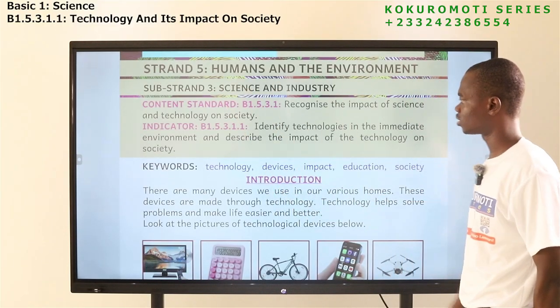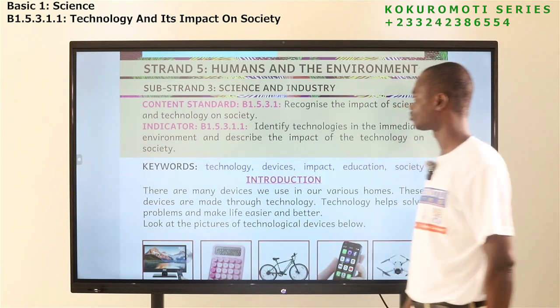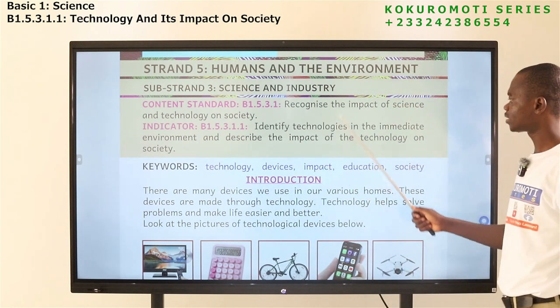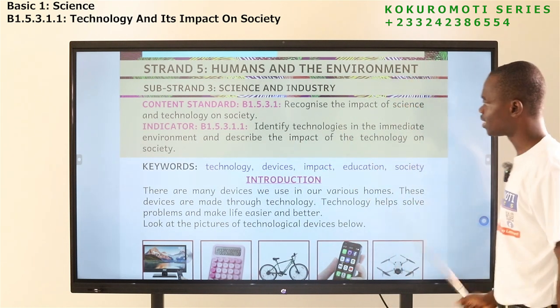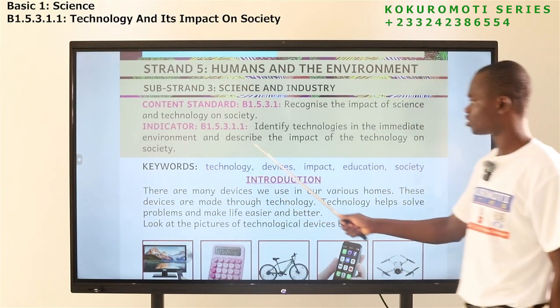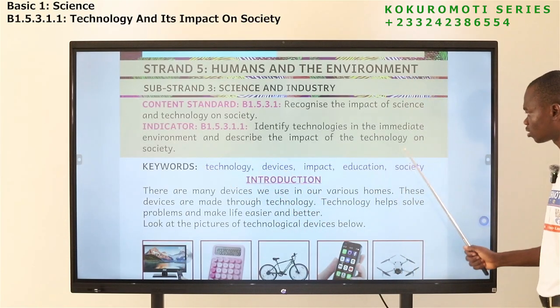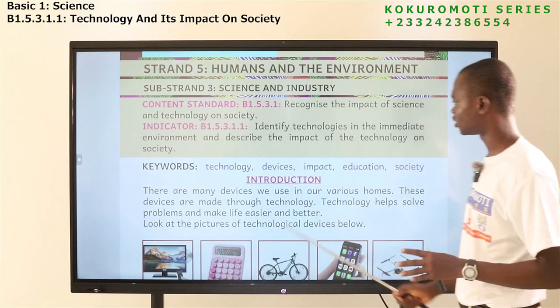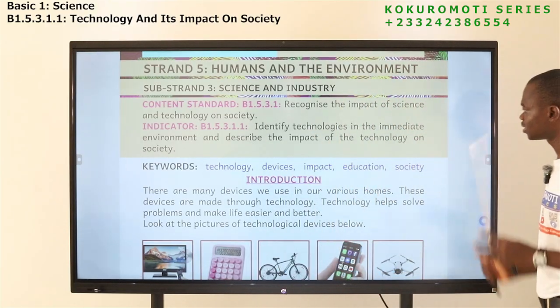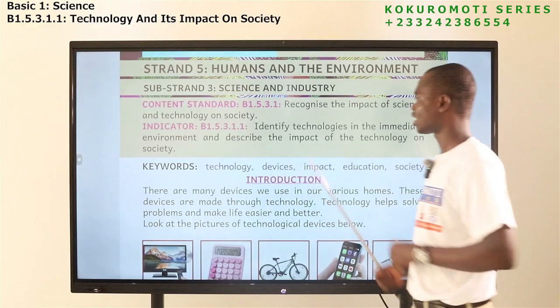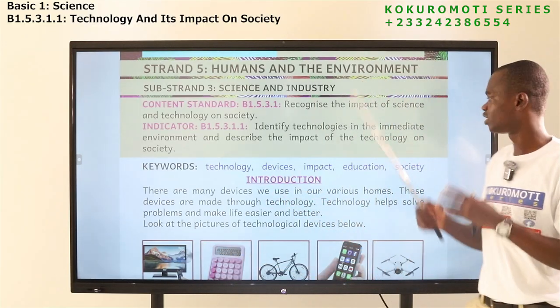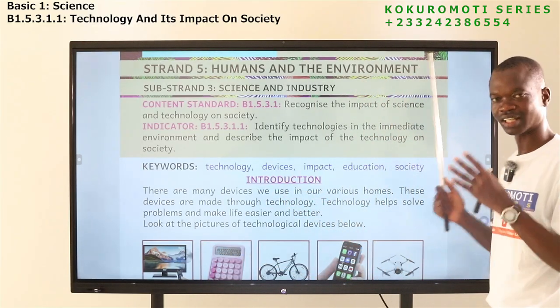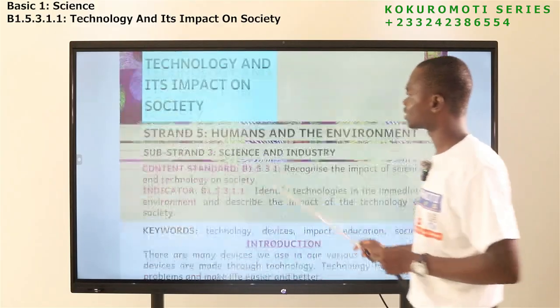So let's look at the indicator. Identify technologies in the immediate environment and describe the impact of the technology on society. So today's lesson is about technology. We are going to look at technologies in our environment and the impact of these technologies on our societies.